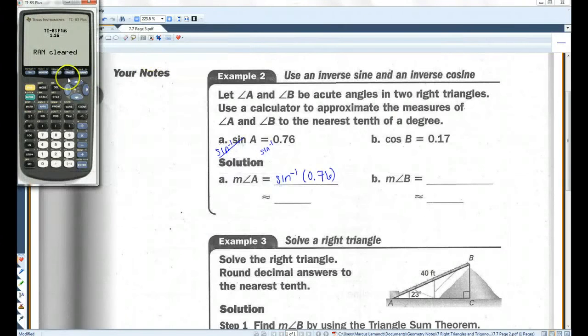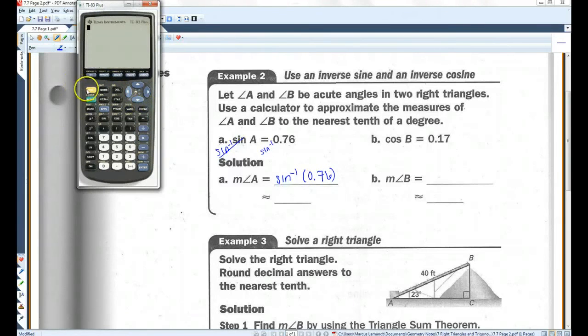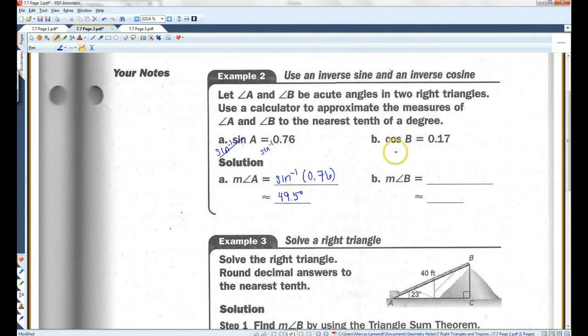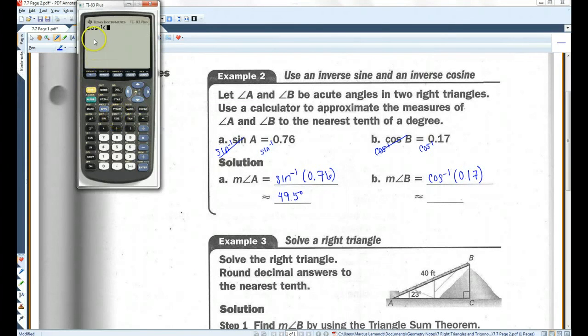It turned off again. Okay. So, second sine, that should give you the inverse sine, 0.76. Alright, 49.5. We're going to do the same thing here. Inverse cosine, inverse cosine. That cancels out, so the measure of angle B is inverse cosine of 0.17. Second cosine, should get inverse cosine, 0.17. 80.2 degrees.